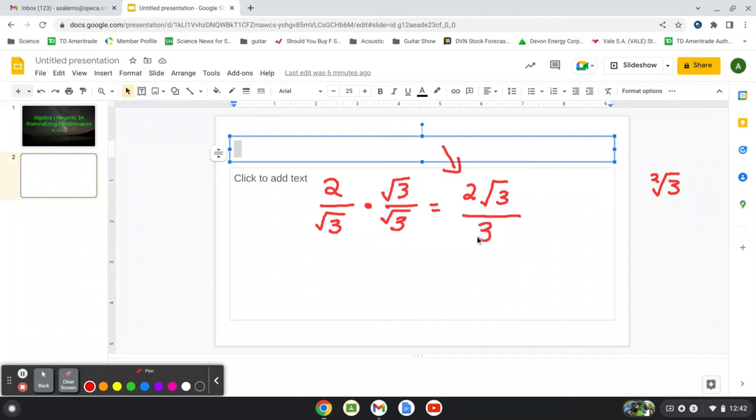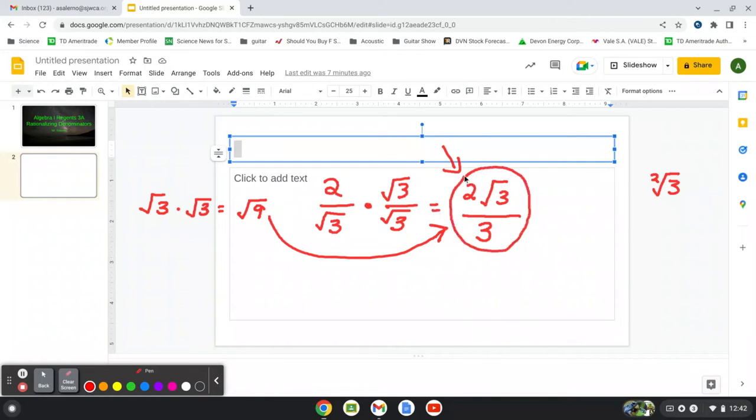Why do you think it's 3? What do you think? Well, the square root of 3 times the square root of 3 is what? The square root of 9. And what's the square root of 9? 3. There we go. So we just rationalized the denominator. Let's do a few other problems.